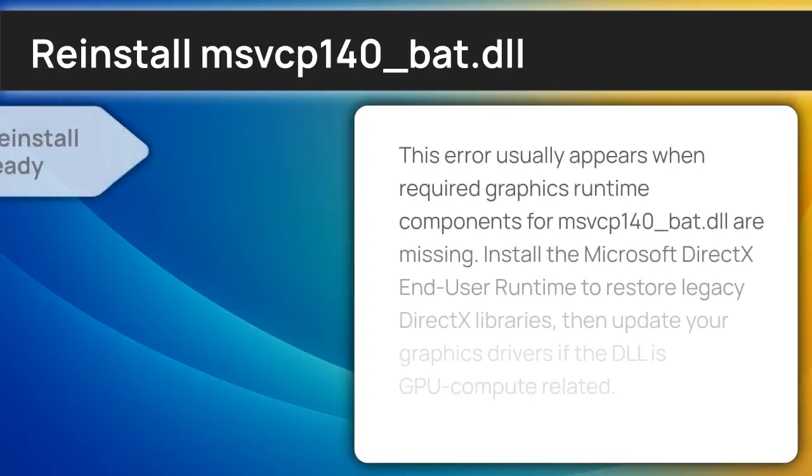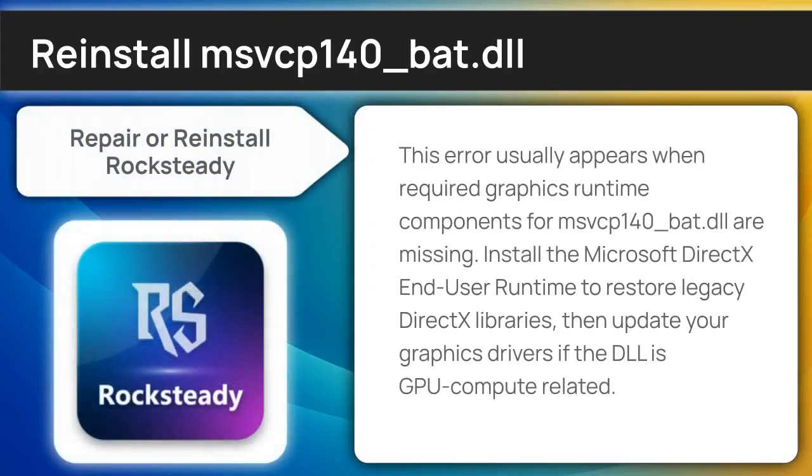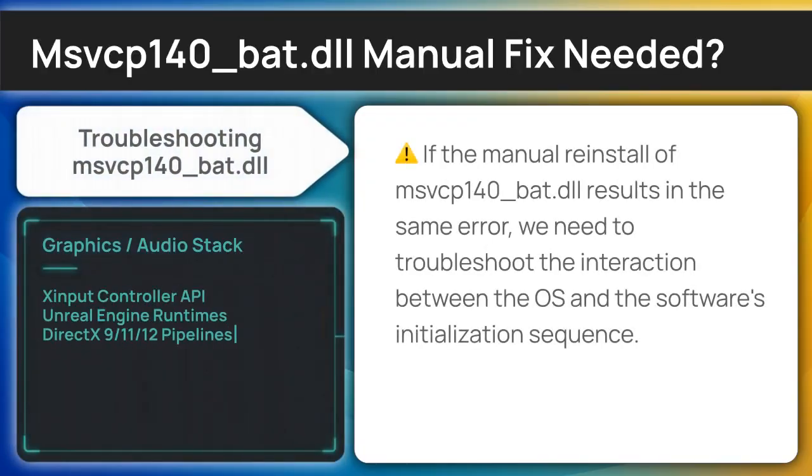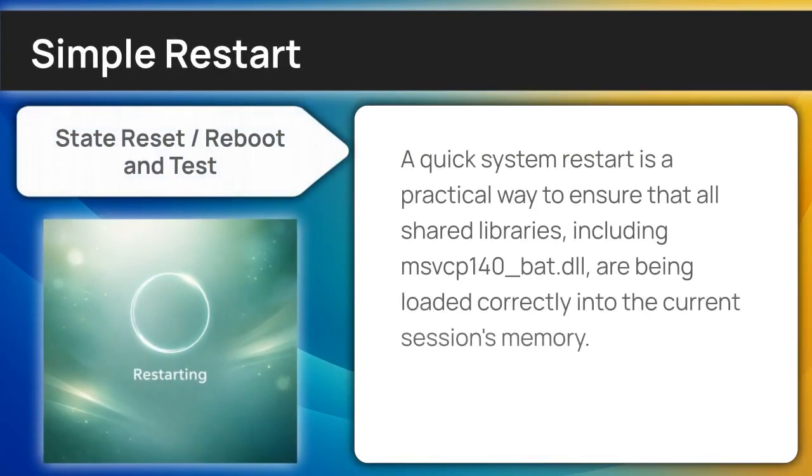This error usually appears when required graphics runtime components for Microsoft Visual C++ Standard Library 140BAT are missing. Install the Microsoft DirectX end-user runtime to restore legacy DirectX libraries, then update your graphics drivers if the DLL is GPU compute related. If the redistributable repair didn't resolve the pop-up, the next logical step is to analyze the local environment for process conflicts. A standard restart allows the Windows bootloader to rescan your system directories and potentially recognize an unregistered Microsoft Visual C++ Standard Library 140BAT component.